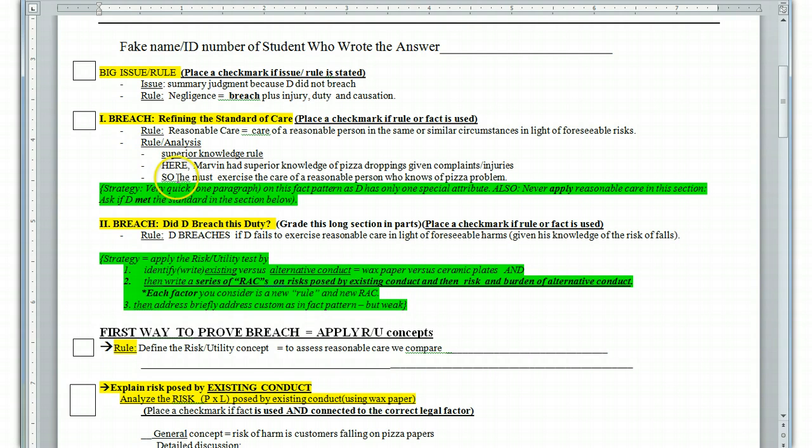And the facts that you should link right here are that Marvin knew about the pizza being dropped given the complaints and injuries, so the standard we're going to hold him to is the care of a reasonable person who knows about the pizza problem. Again, notice we're exercising our strategy, summarized here in green.